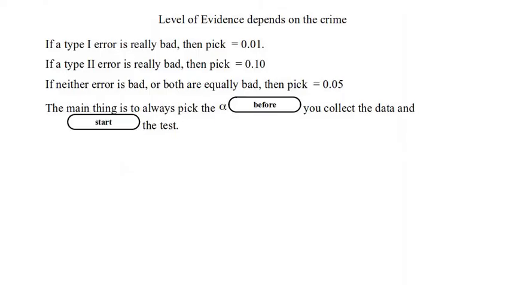before you choose alpha. So let's talk about this in the context of our batteries. Let's say that this is a battery that powers the pacemaker in a person's heart.